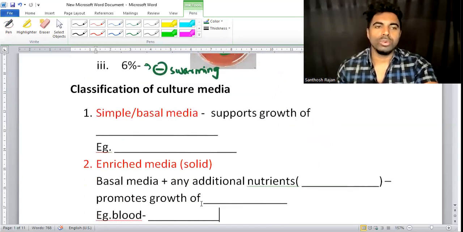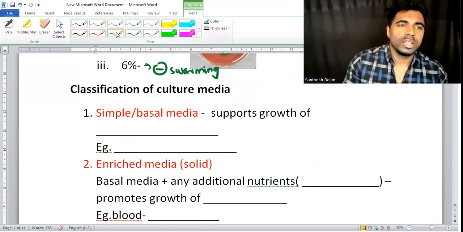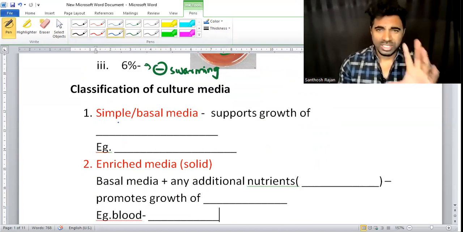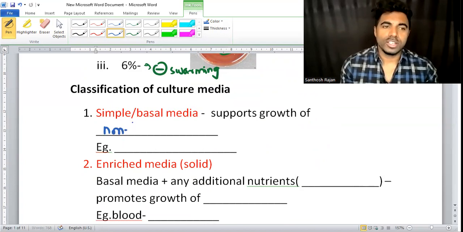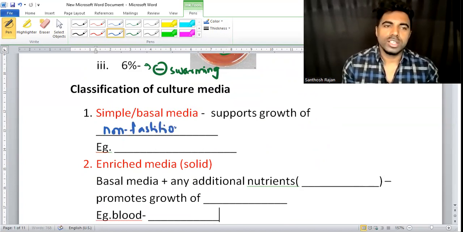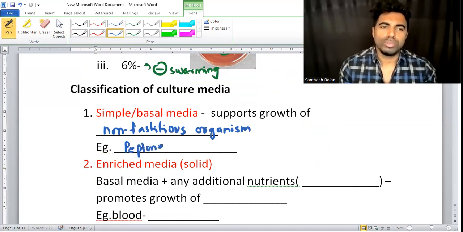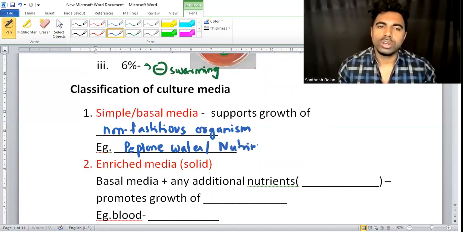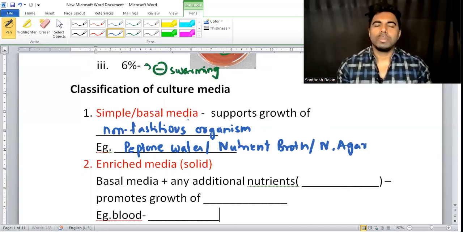Classification of culture media: you have simple media, you have enriched, enrichment, everything. We're going to talk about it. Simple media. What can you say about simple media? It is just a basic media with just one component, a peptone or a nutrient like that. So they simply help to grow the non-fastidious organisms. Fastidious organisms will not grow. Non-fastidious organisms, which are simple, grow in the simple media. Examples are peptone water or broth. Broth means it's liquid, so water or broth, they are the same. The other one is nutrient water or broth, same. And the other one is nutrient agar. So anything simple comes in the simple media, basal media.